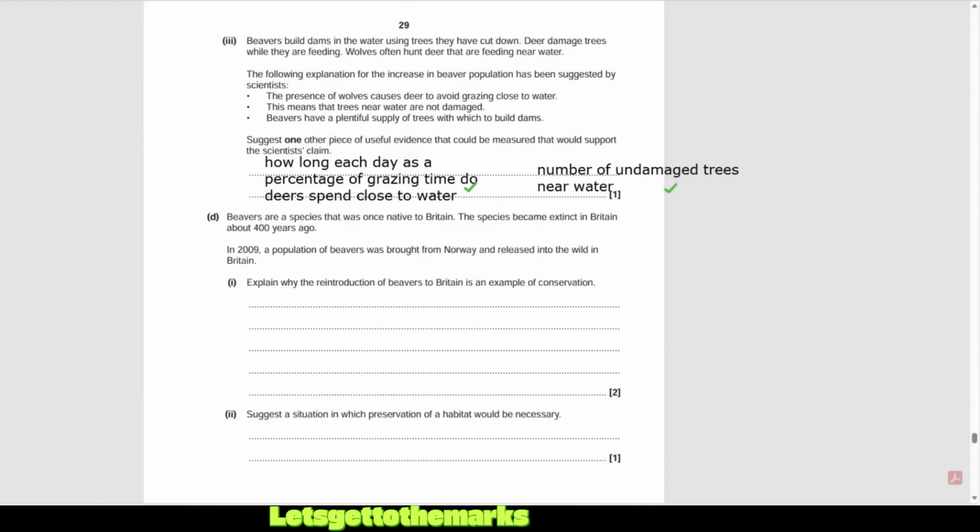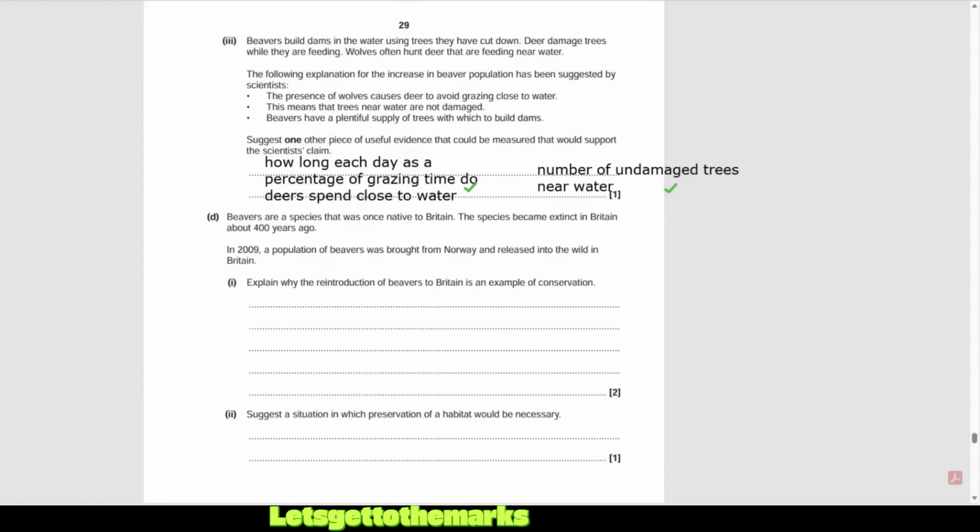Right, let's go on. Beavers are a species that was once native to Britain. The species became extinct in Britain about 400 years ago. In 2009, a population of beavers was brought from Norway and released into the wild in Britain. Explain why the reintroduction of beavers to Britain is an example of conservation.